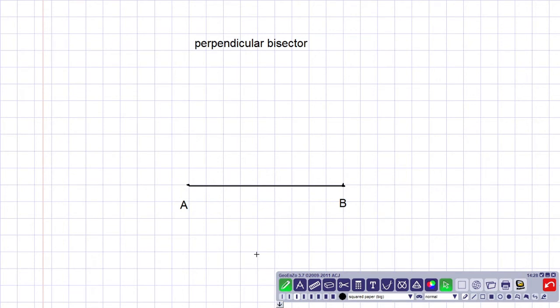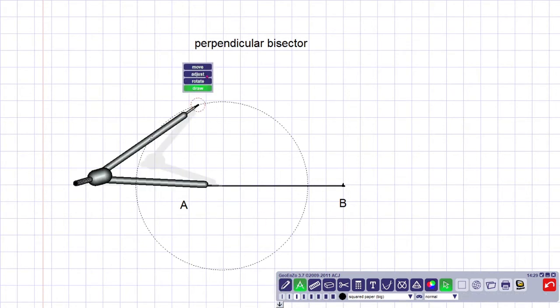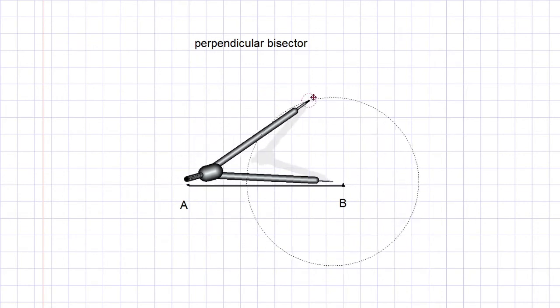The locus of a point equidistant from two fixed points is the line joining, perpendicular to the line joining those fixed points, the perpendicular bisector. So let's construct the perpendicular bisector. How to construct the perpendicular bisector?